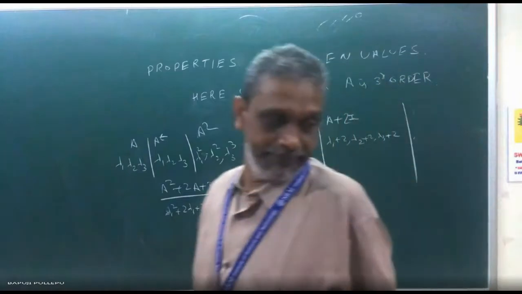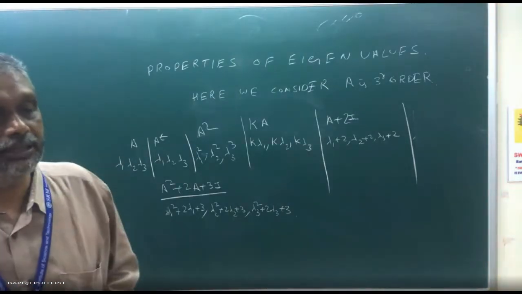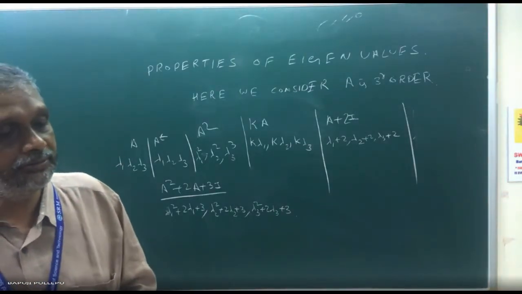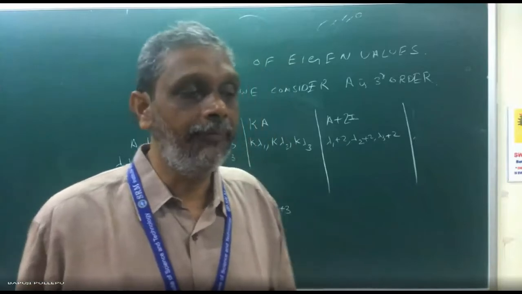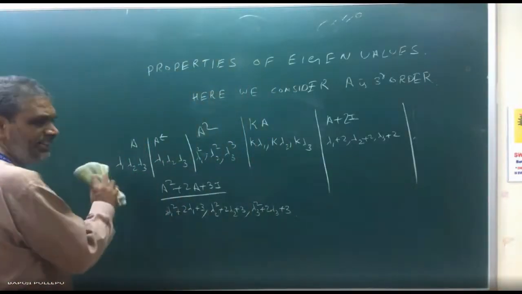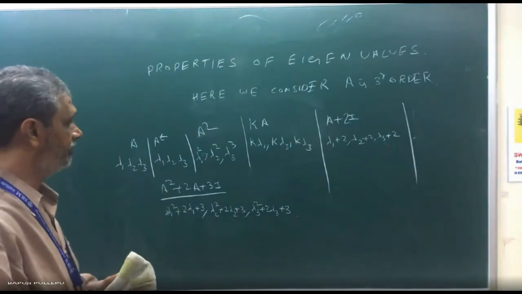Now, okay. Next thing I want to tell you, important thing. Suppose A is of third order. How many eigenvalues will I have? 3 eigenvalues. Say lambda 1, lambda 2, lambda 3. Correct? Now, one thing I forgot.